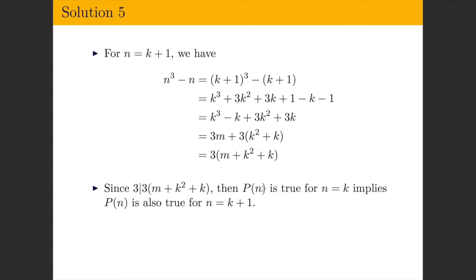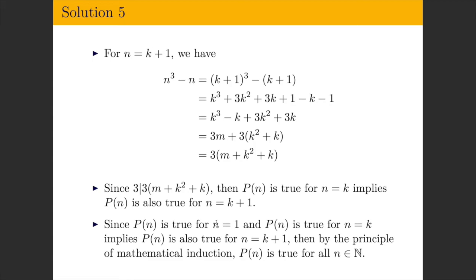And so it follows that if P of n is true for n equals k, remember that was shown by the assumption k cubed minus k is equal to 3m, because it's true for n equals k, then it is also true for n equals k plus 1. And since P of n is true for n equals 1, and P of n is true for n equals k implies P of n is true for n equals k plus 1, we have shown by the principle of mathematical induction P of n is true for all values of n, an element in the natural numbers.